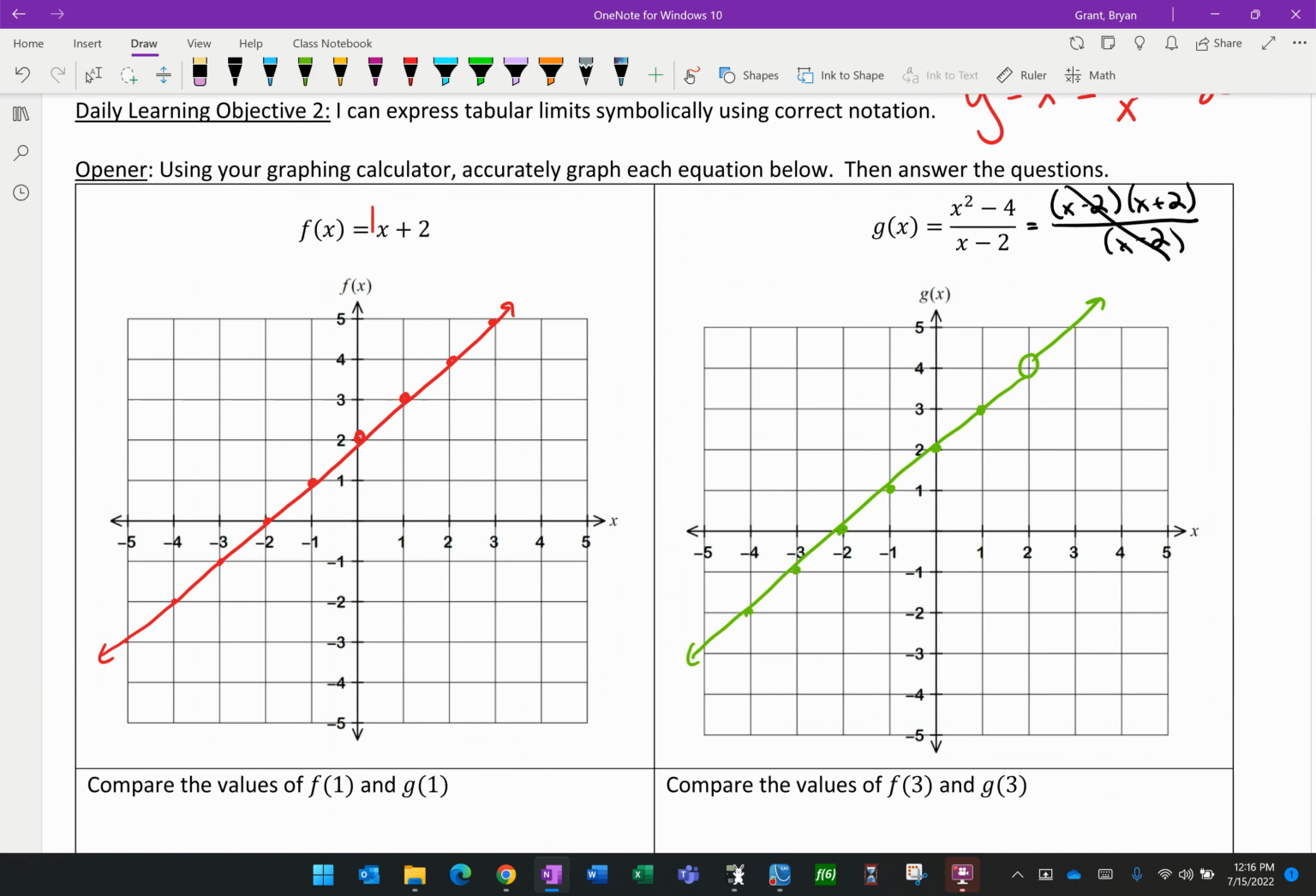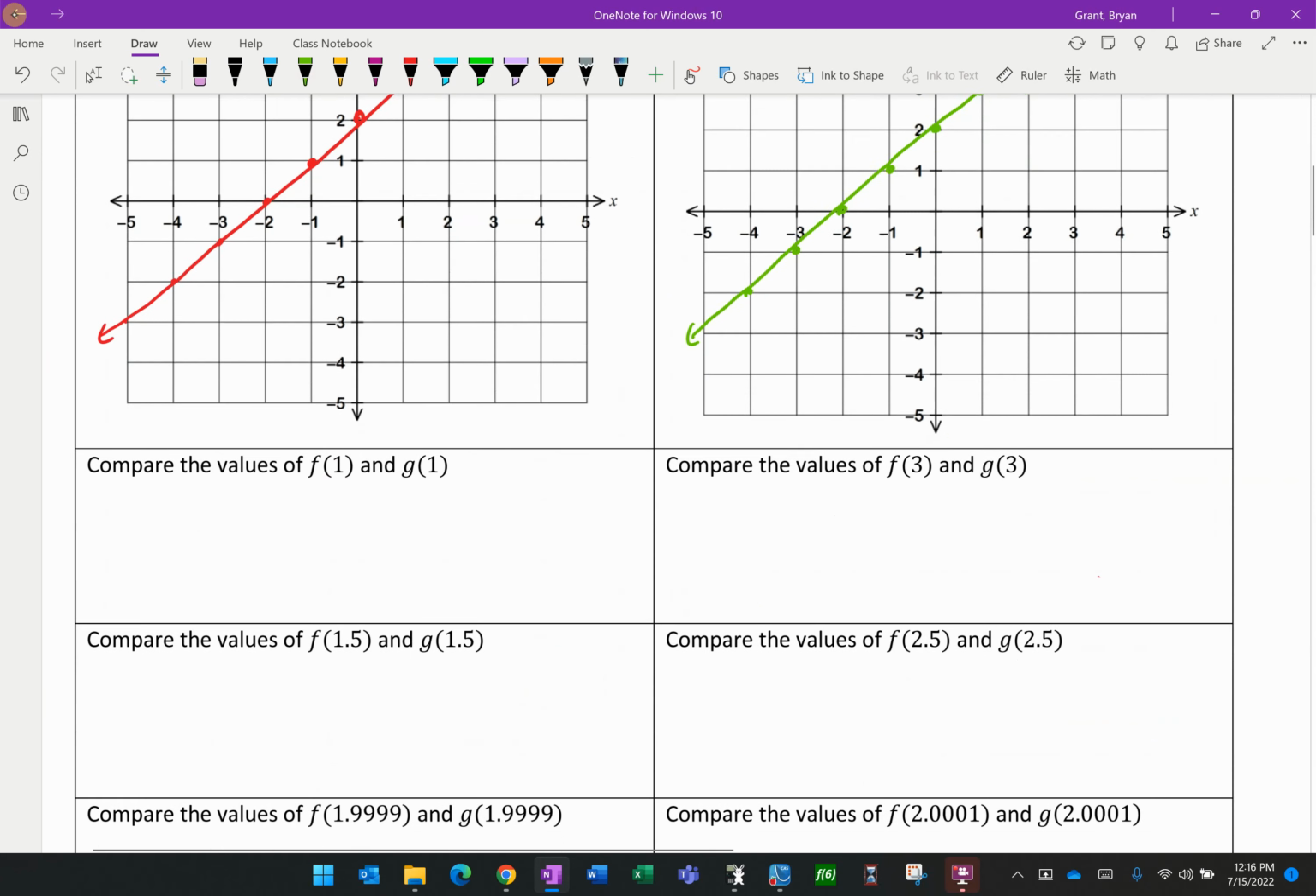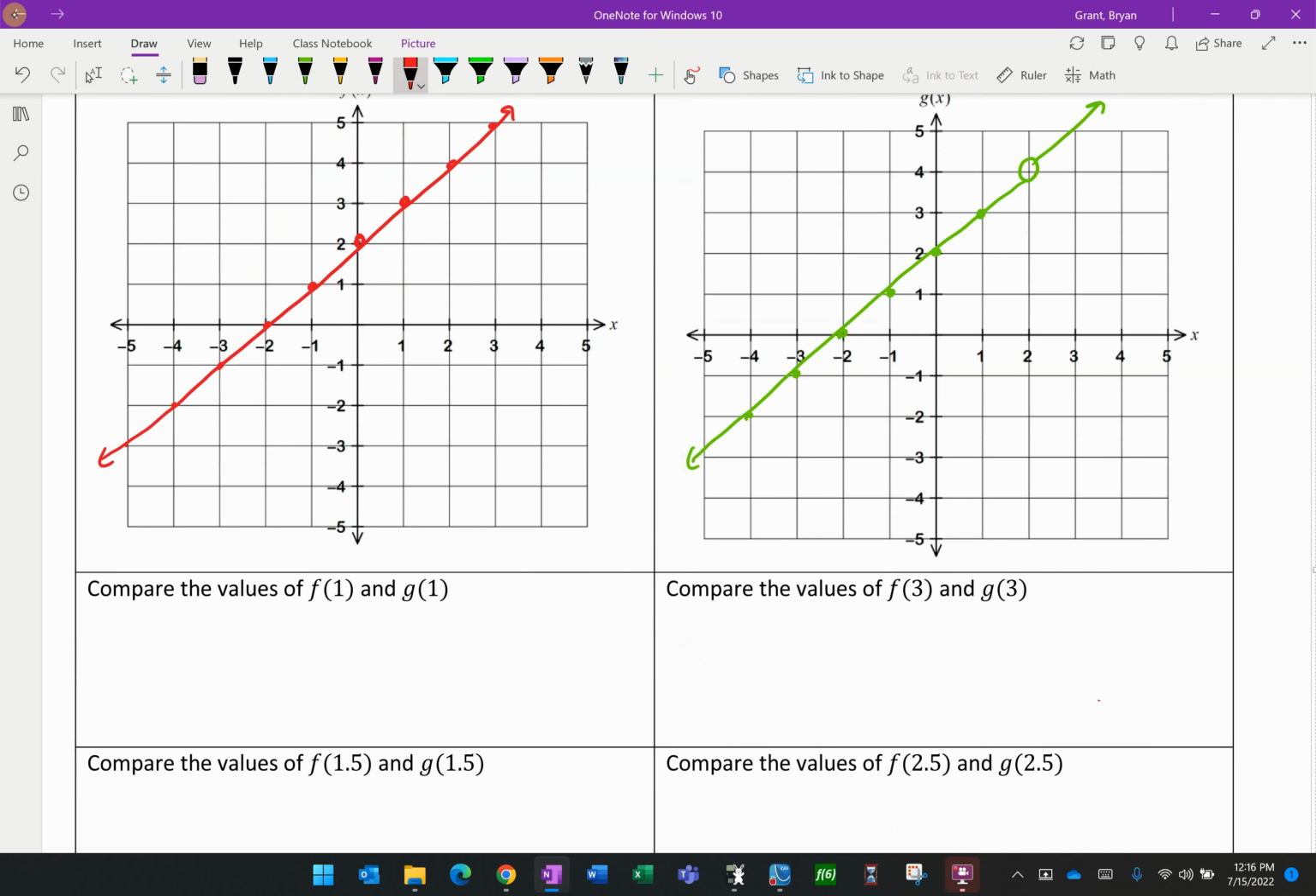It's the absence of a point. All right, with all that talking, let's get something done. Let's have you go ahead and compare the values all the way down here. F of 1, g of 1, f of 3, g of 3, and so on and so forth. And some of these go pretty quickly, right? F of 1, you're like, oh, we have the graph. F of 1 is 3.